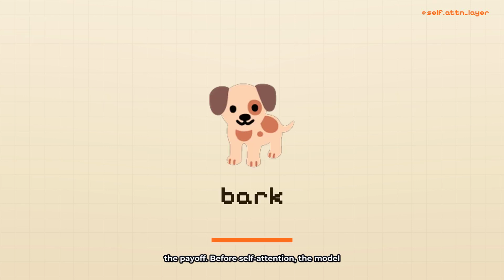Let's see the payoff. Before self-attention, the model didn't know bark could mean 2 things. After self-attention, the vector for bark carries context from the whole sentence. The model now sees the sentence is about a dog, so it picks the animal meaning. No extra rules, just math.